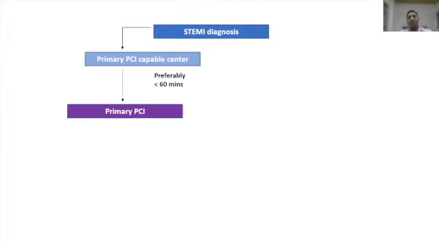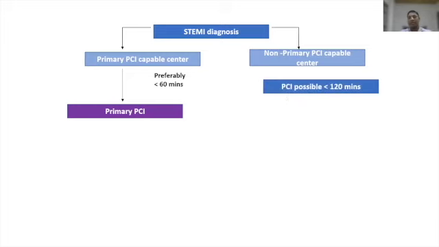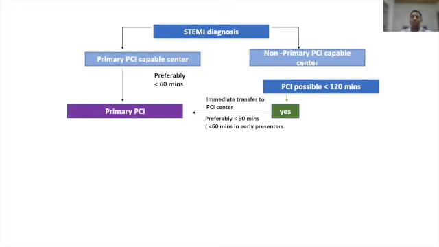Just imagine we have now made the STEMI diagnosis. If we are in a primary PCI capable center, we are asked to perform the PCI within 60 minutes of first contact with the medical team. If it is a non-primary PCI capable center, for example this case in Ratnapura, and PCI is possible within 120 minutes, it's better to transfer. For example, if the national hospital can be accessed within 1 hour or so, that's the best thing to do. You have to transfer the patient immediately.